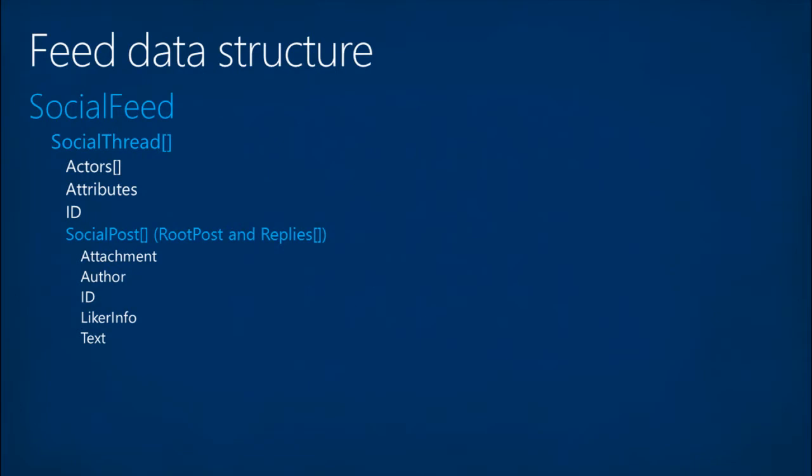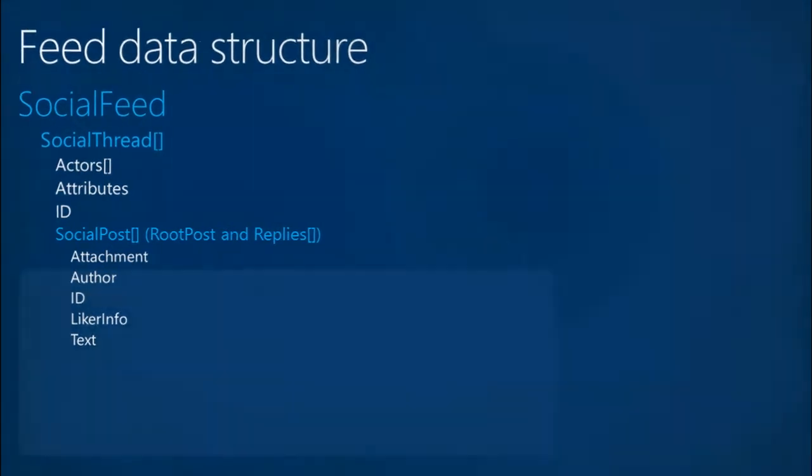Obviously, they have things like an author. Social posts have their own IDs, and these IDs can be used to like or get the likers of that item, because you can like every post and every reply. Liker info gives you limited information about who liked that particular thing. And then obviously every post and reply is going to have text. There's more here, but these were some of the key things that I wanted to call out before we go into a demo and actually see what this stuff looks like.